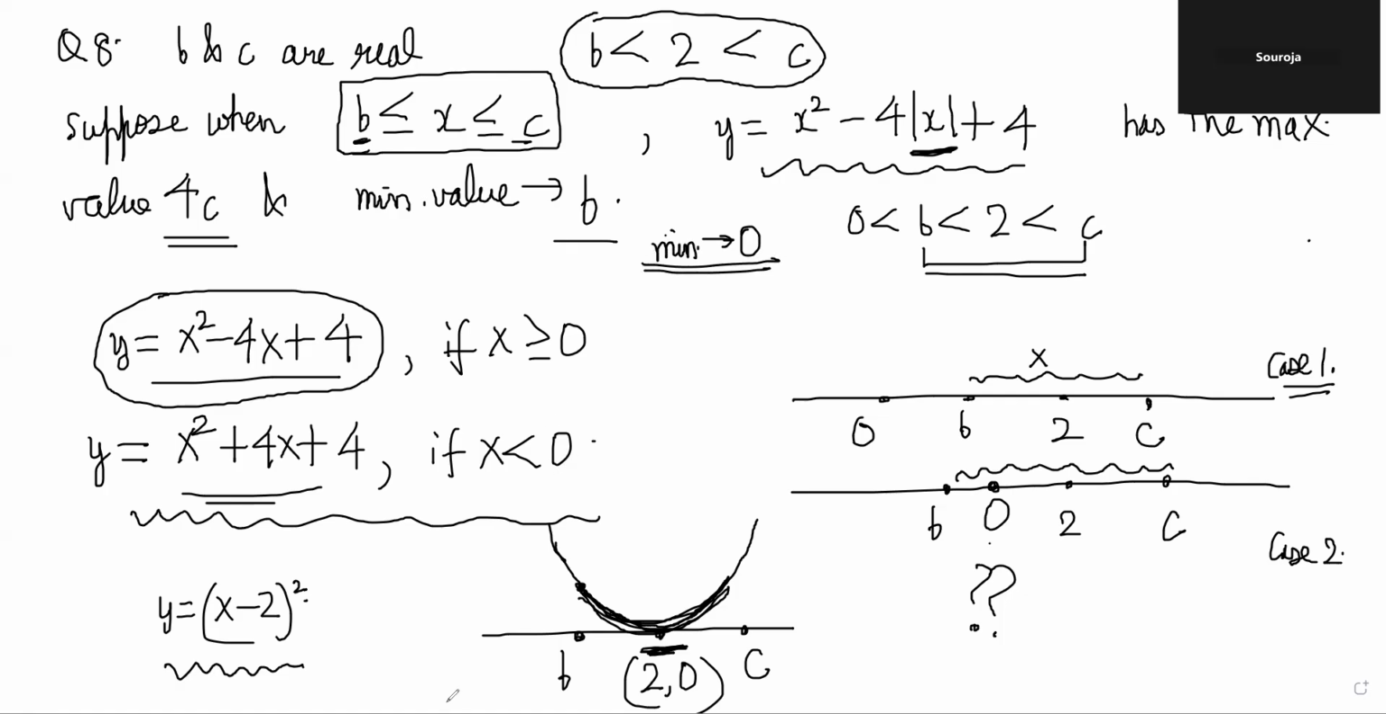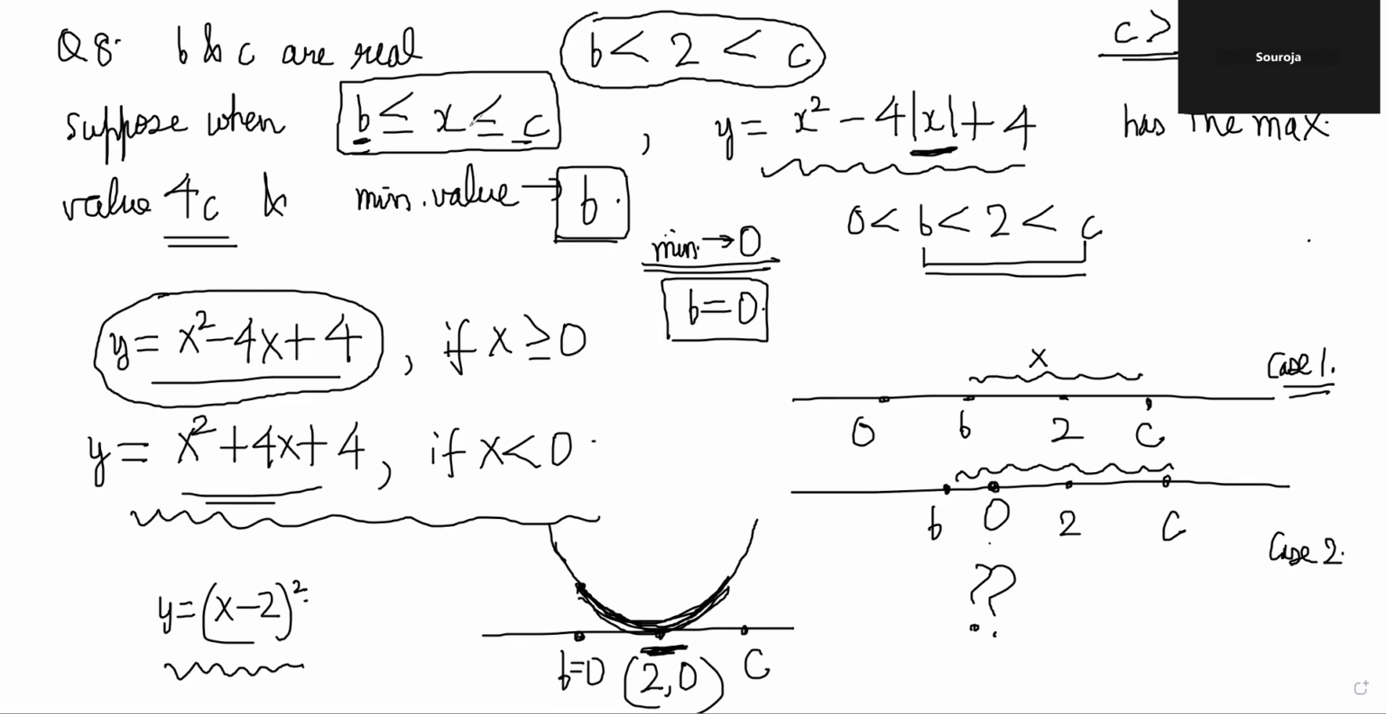And according to the question, they had said b is the minima, so b is 0 is coming. And so then b becomes 0 and this is 0. So the analysis is from 0 to c. And in that portion, the maximum value will depend on whether c is bigger than 4 or c is lesser than 4.